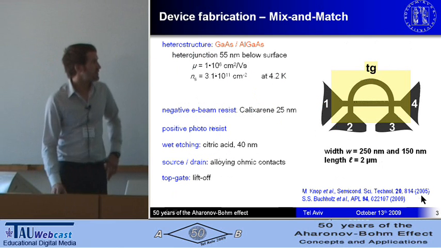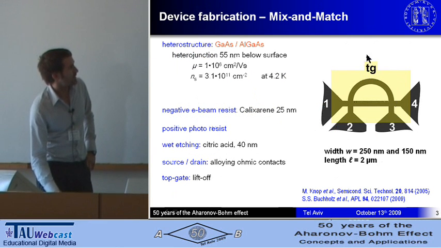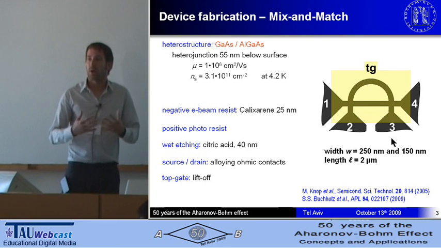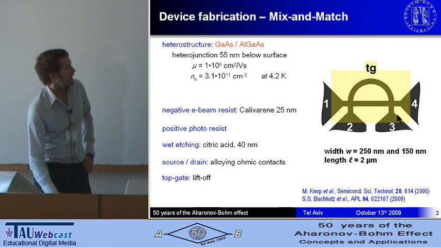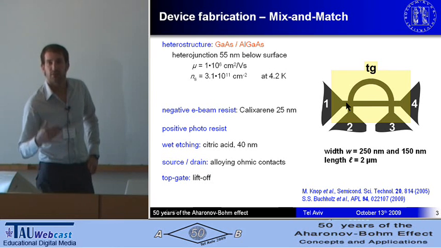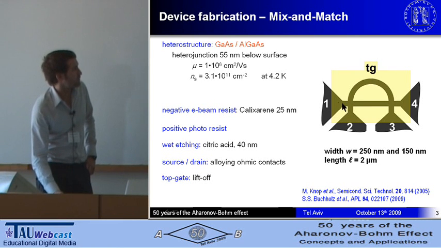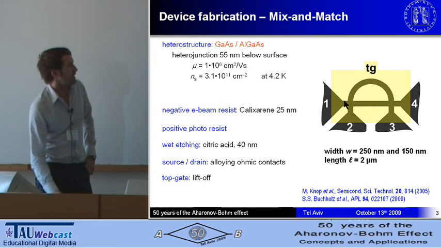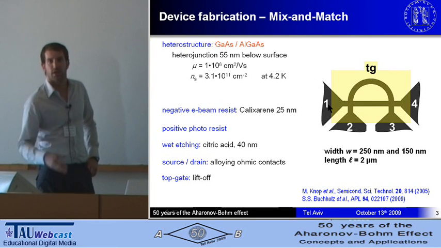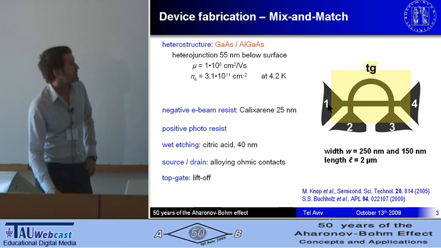Our device looks like depicted in this sketch, and I just want to point out a couple of things. We're working in a one-dimensional system here, one-dimensional in the inner part of the ring itself, as well as the leads. And this is a specialty of our structure. We have quantum wire leads of the same dimension as the waveguides itself. And then we have a two-dimensional electron gas adiabatically connected to these quantum wire leads.